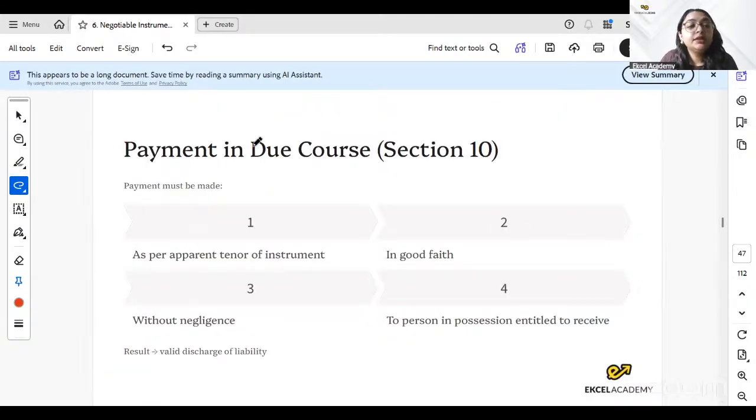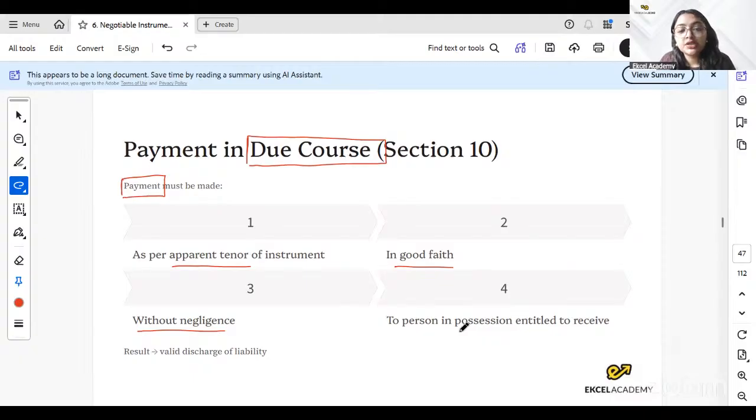Next, payment in due course. Okay, this is what we have been understanding time and again. Payment in due course is basically payment that must be made as per apparent tenor of the instrument in good faith without negligence to the person in possession entitled to receive. Okay, this can be either your payee or it can also be your endorsee.